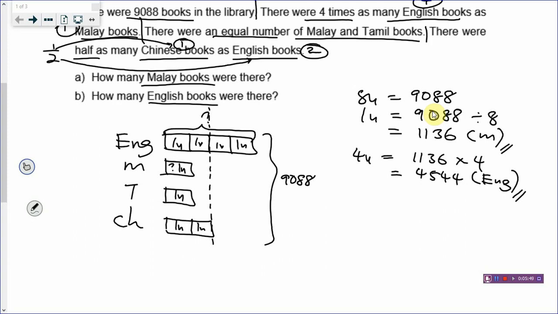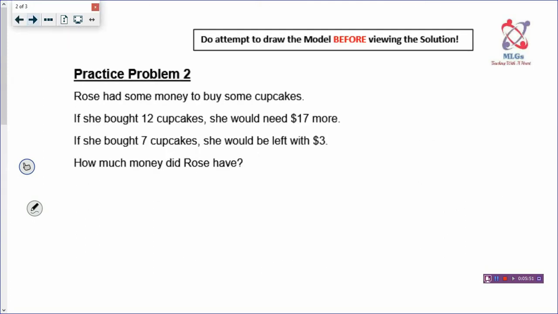Okay, so now let's go to question number 2. Alright, now Rose has some money to buy some cupcakes. If she bought 12 cupcakes, she will need $17 more. If she bought 7 cupcakes, she'll be left with $3. How much money did Rose have?